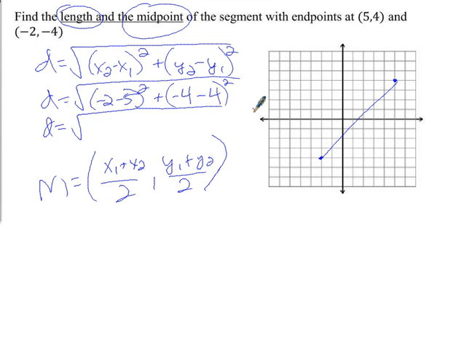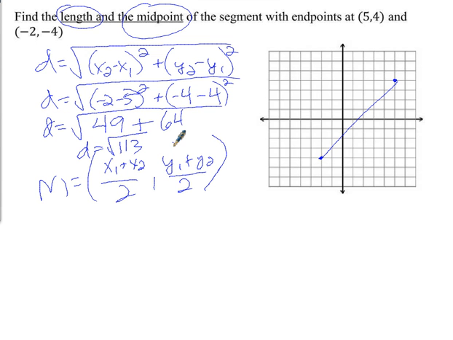Negative 7 squared is 49, plus negative 4 minus 4 is negative 8, and we square that and we get 64. So we have 49 plus 64. If we add those together, we get d equals square root 113.